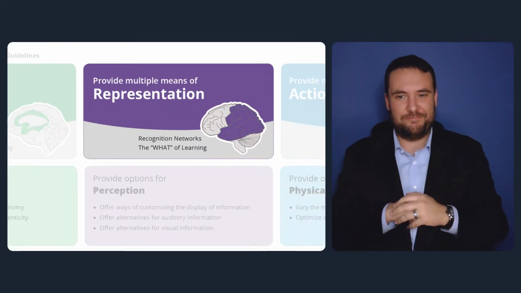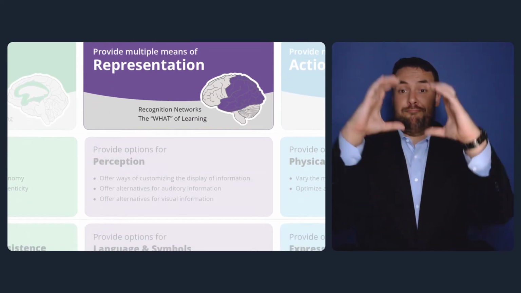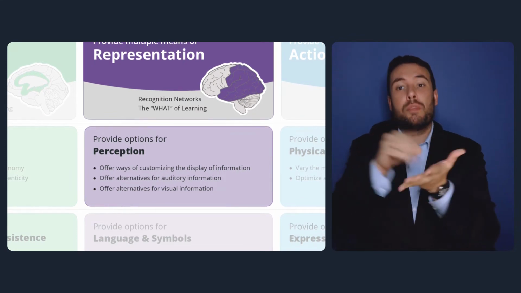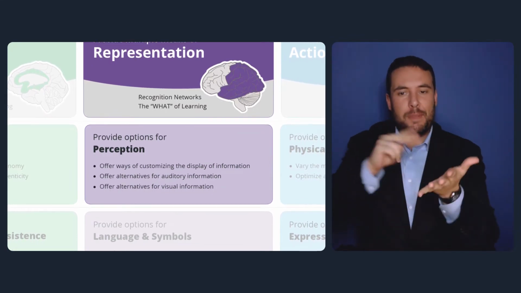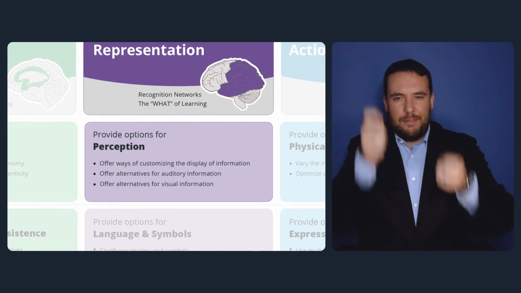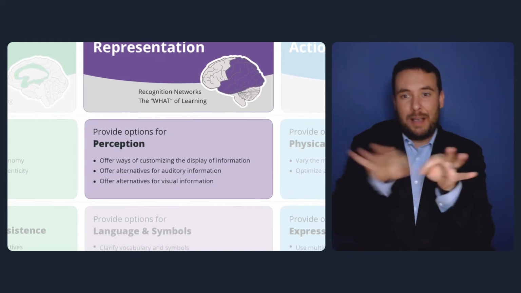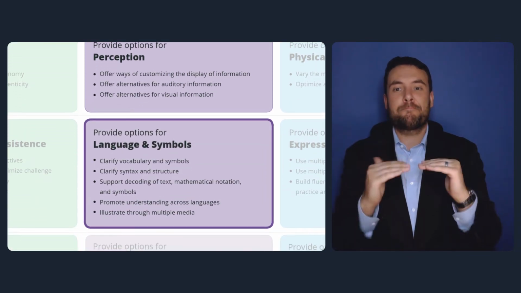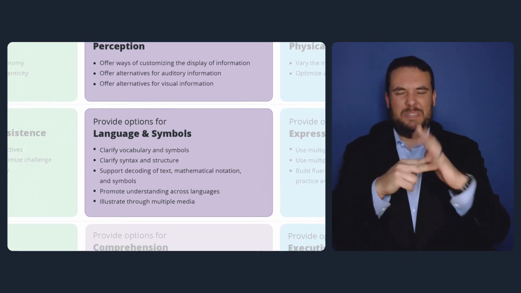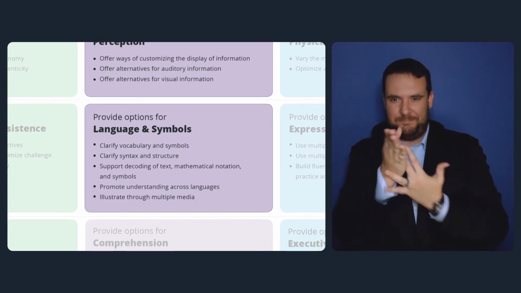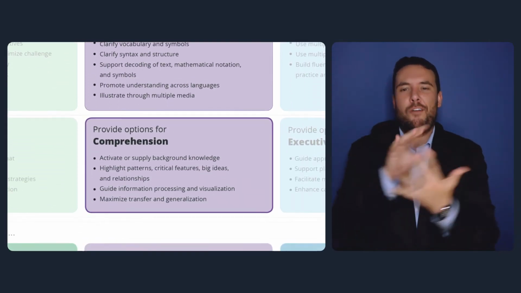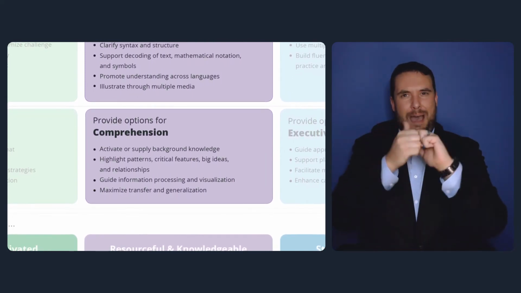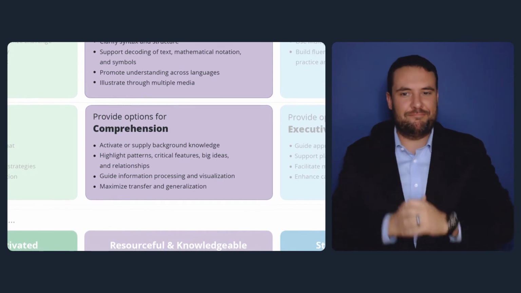So again, going down the column, you'll see that to do this, we want to have options for how learners can perceive the information, like making sure they can customize displays or have both visual and audio versions, captions, alt text, things like that. Then we want to make sure there are options for language and symbols, that vocabulary and notation aren't getting in the way. And finally, we want to have options for comprehension, giving options for accessing background knowledge, visualizations, or big ideas, basically building on a solid foundation.